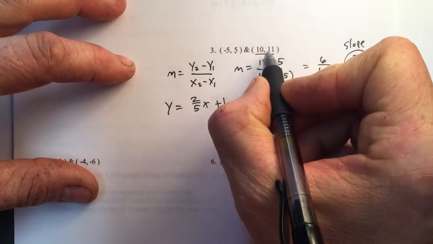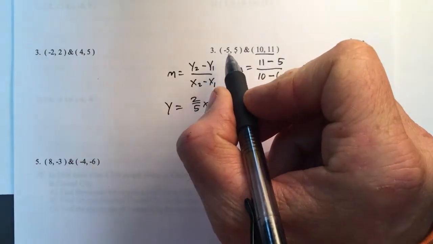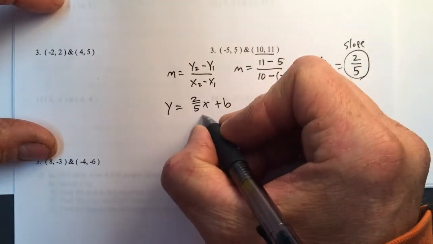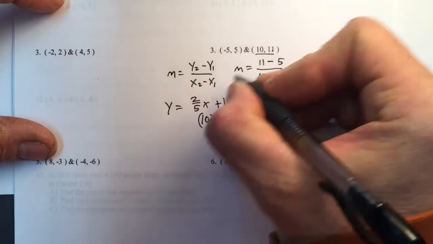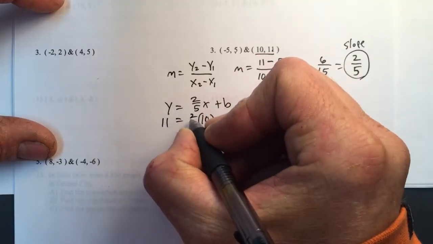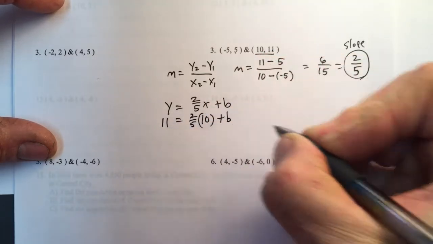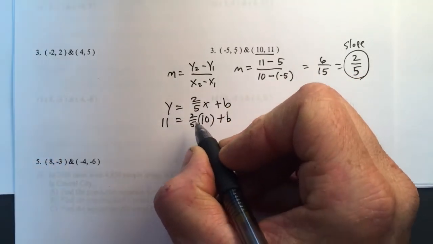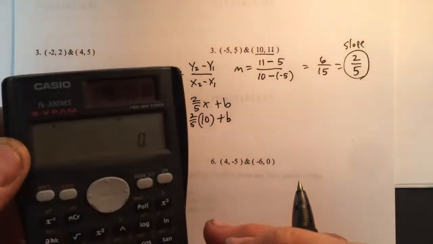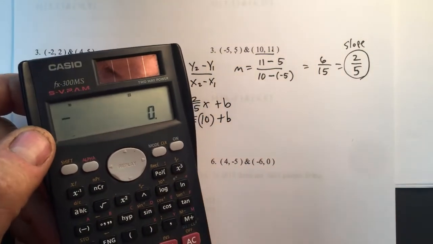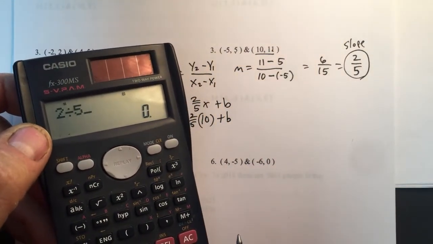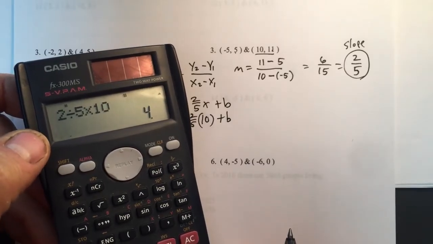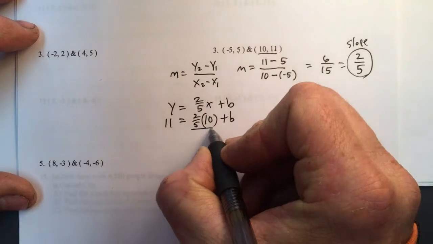And this time I'm going to pick this point here because I got a negative there. I'd just rather do positives if I can. So I'm going to put the 10 in for the x. And the 11 goes over here for the y. So that's how it looks. All right, so now 2/5 times 10. All right, let's get my calculator here. Okay, 2 divided by 5 times 10. 4. Okay, so this right here is 4.